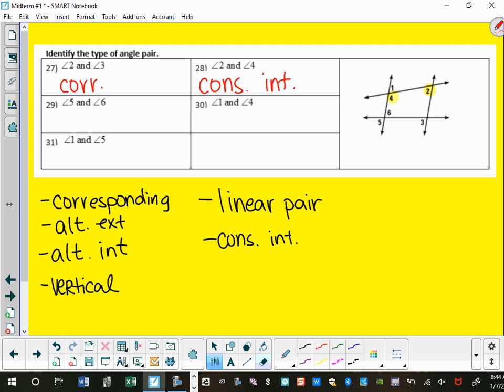What about 5 and 6? We should all know this, so put your phone away. Yes, that is vertical. So 30 and 31 will be your homework. Turn the page.